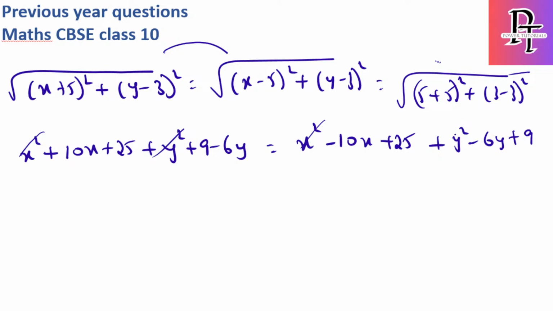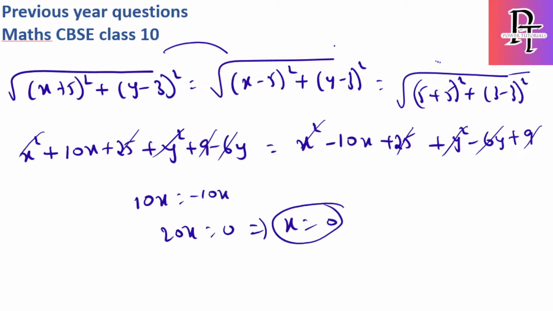So we only have 10x, okay, minus 6y, this also gets cancelled out. So simply 10x is equal to minus 10x, or 20x is equal to 0. So we got the x value, which is 0. Okay, now use these two conditions.